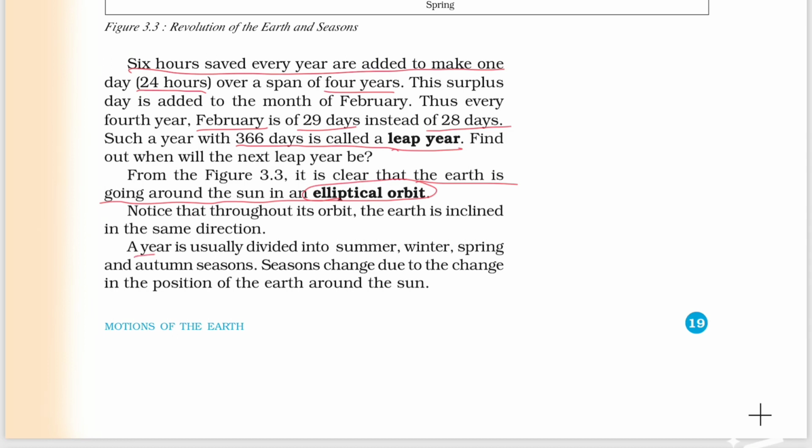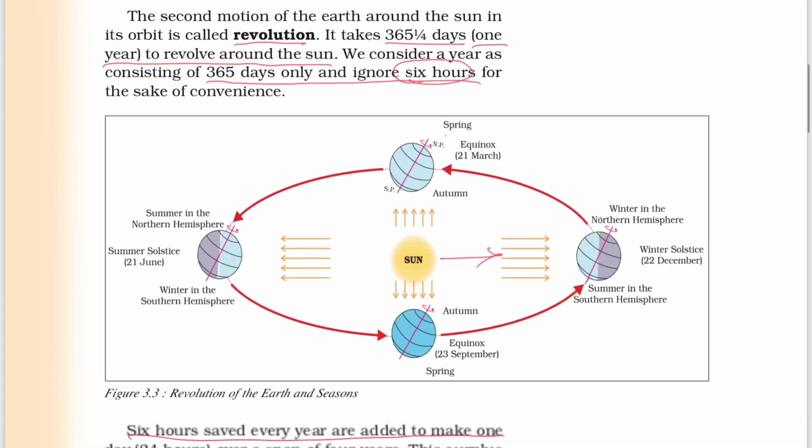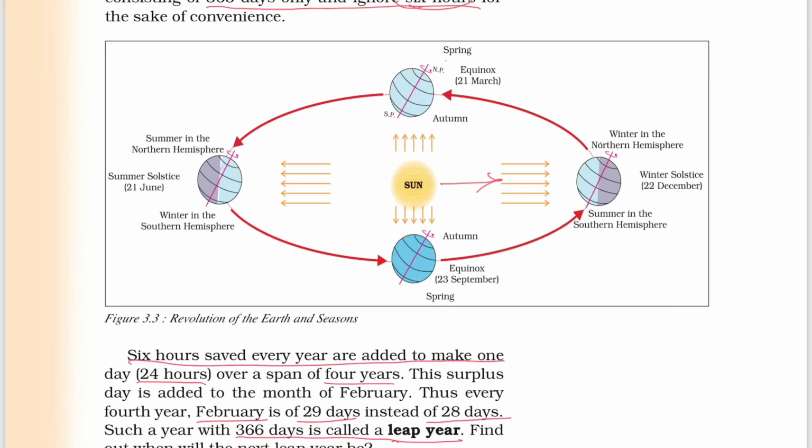As we all know, the year is usually divided into summer, winter, spring and autumn seasons. So we experience seasons because the position of the Earth around the Sun changes. Here we have one very important thing. See, we have the Sun here.